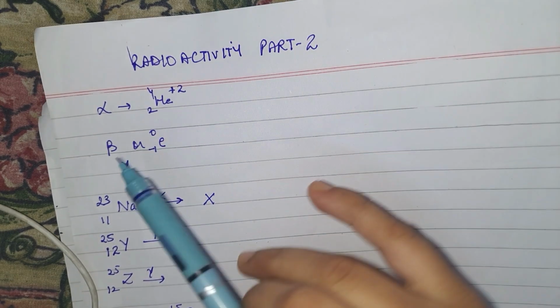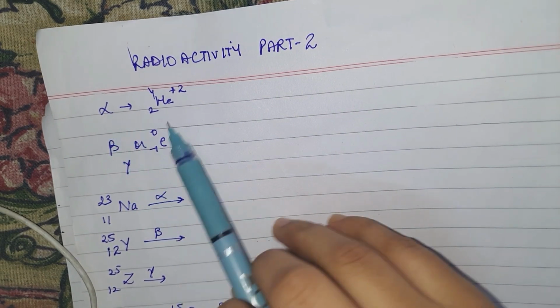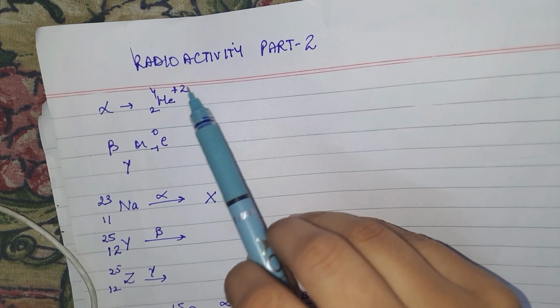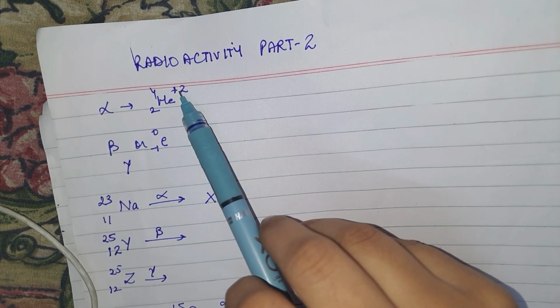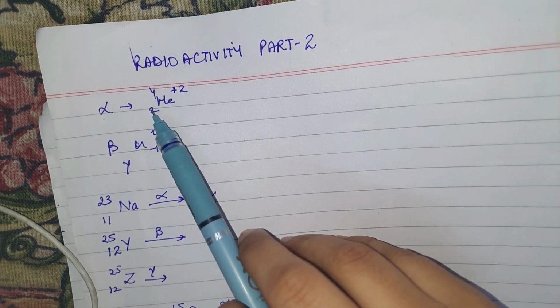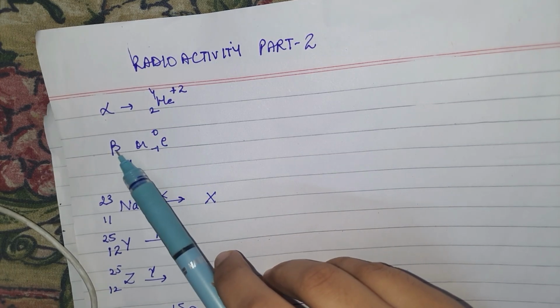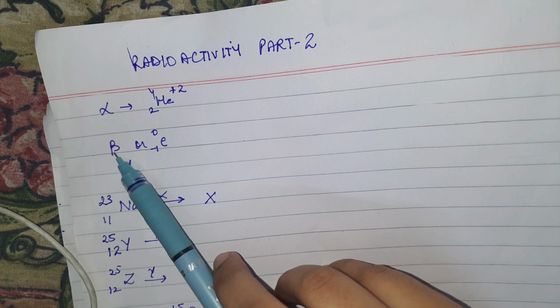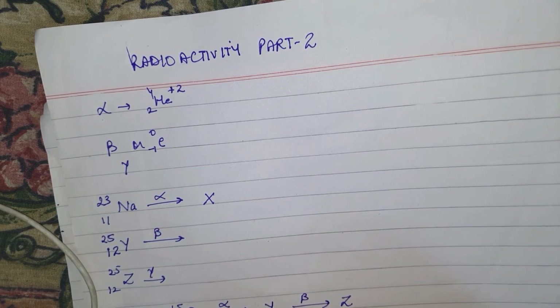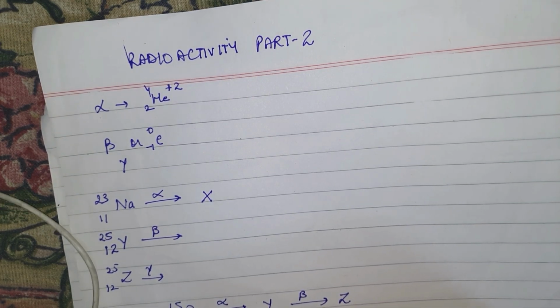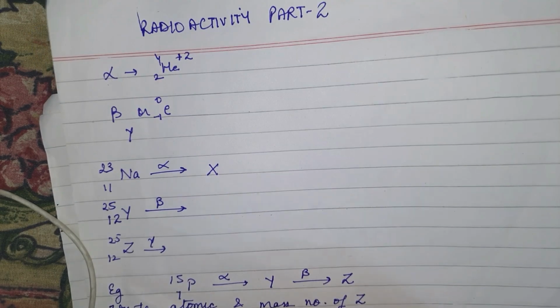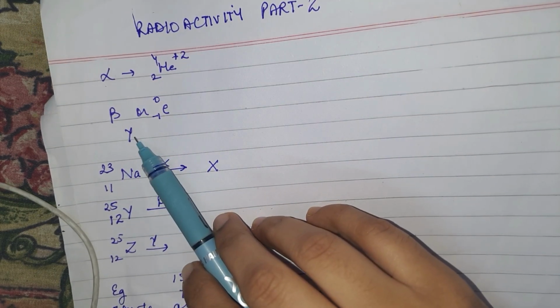So before starting, you have to remember that alpha is actually doubly ionized helium, and the symbol for this is either alpha or He plus 2, 4, 2. 4 is the mass number, 2 is the atomic number. Beta is given by this symbol. I told you in the previous video that beta is the electron that is emitted by the nucleus. Of course it is not going to stay inside the nucleus, because the nucleus is positively charged, so it is immediately emitted out of the nucleus with a high speed. Gamma is a neutral radiation.